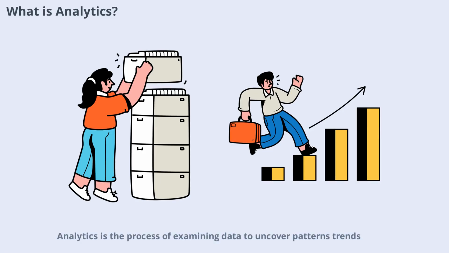Analytics is the process of examining data to uncover patterns, trends, and insights that can inform decisions. In today's digital age, organizations collect massive amounts of data from various sources. Analytics helps make sense of this information, turning raw numbers into actionable knowledge. There are several types of analytics, but two of the most important are descriptive and predictive analytics. Each serves a unique purpose and plays a vital role in how businesses and individuals interpret and use data. Let's take a closer look at what makes each type distinct.